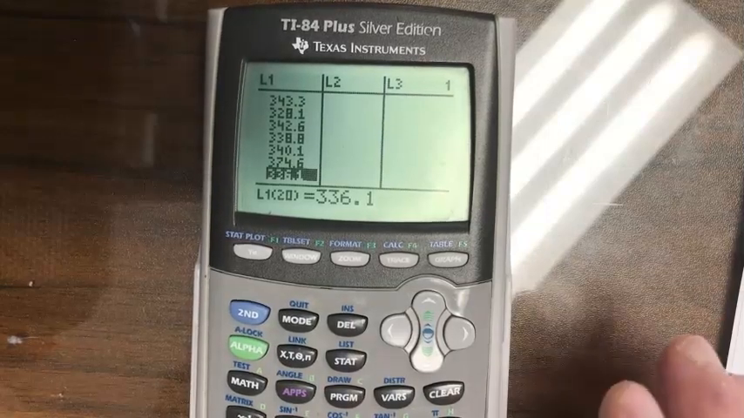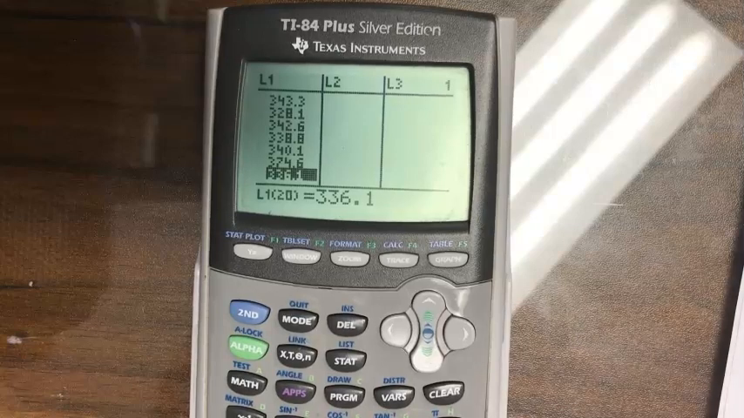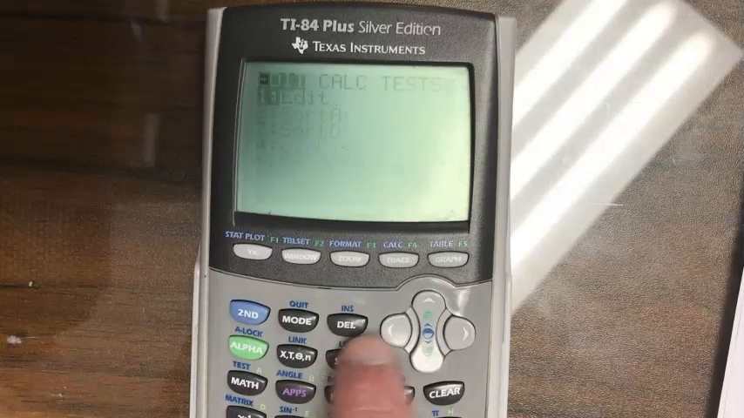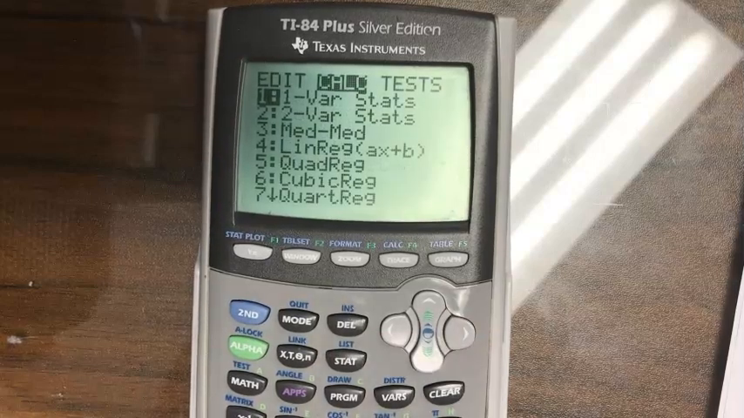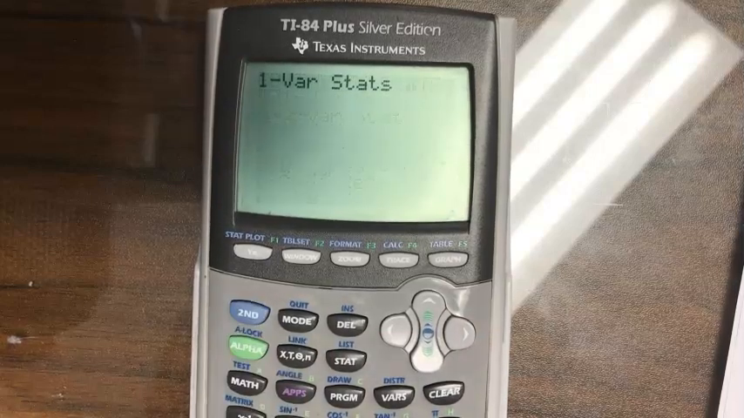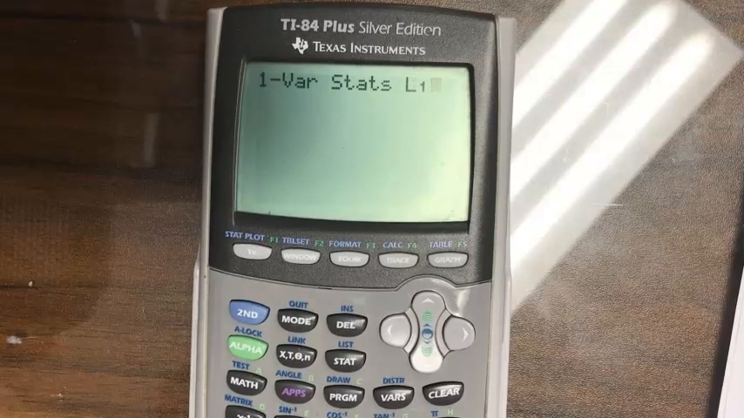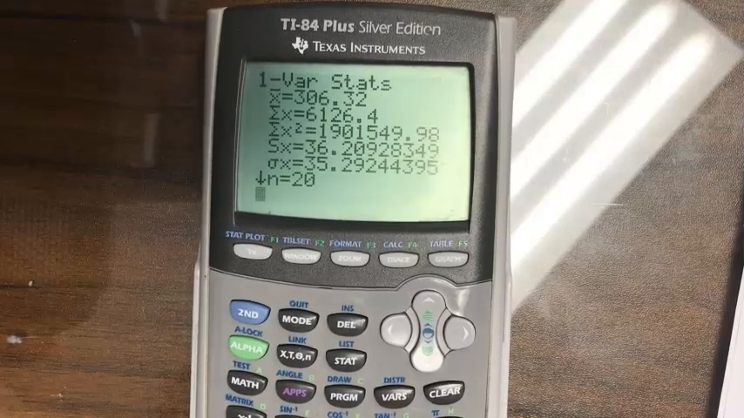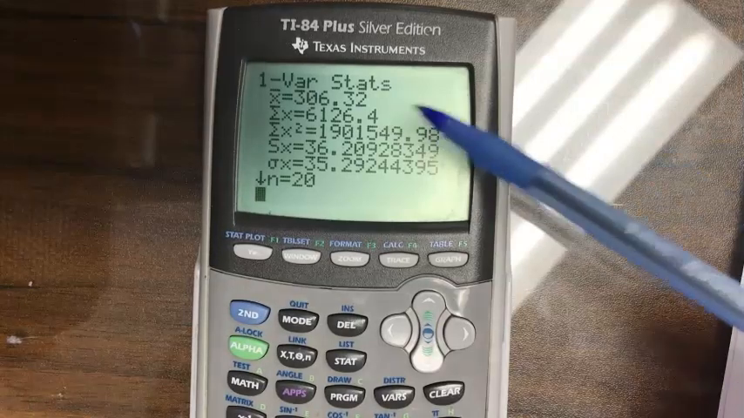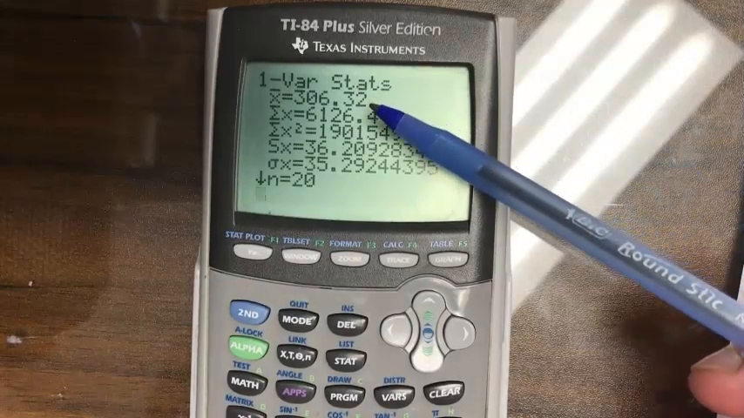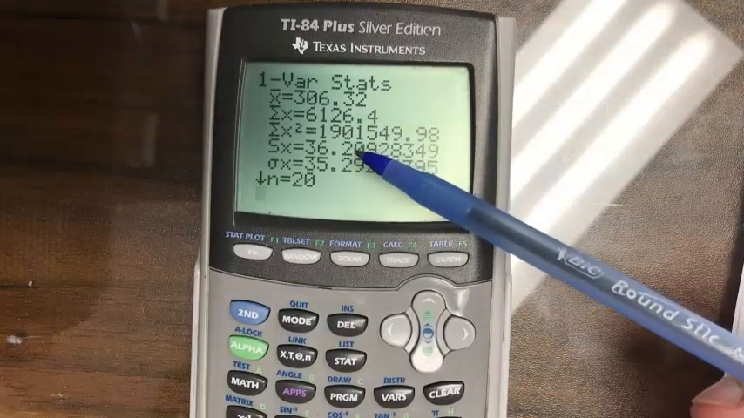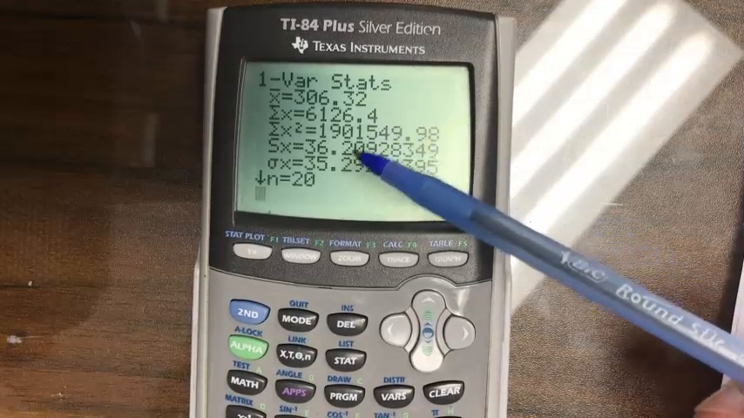Now, I'm going to quickly jump to the do step, which is where we have the x bar and the standard deviation. So remember, I can go to stat, calc, 1-var stats, and choose my first list. If I do that, that will give me my x bar, which in the problem itself we saw was 306.3, and it gives me my standard deviation of the sample, s of x, as 36.2. So that's where we got those in the problem.